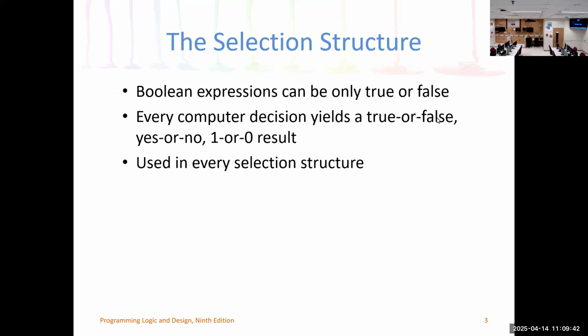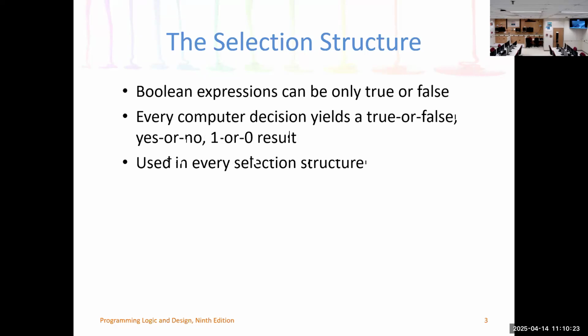Right. So for the selection structure, you work with the Boolean expression. It can be only true or false. And you know that basically a computer works with the binary numbers 0 and 1. You can think about it that 0 means false, and 1 means true here. Every computer makes decisions based on true or false, or yes or no, or 1 or 0. To make it simple, you can think 1 means true or yes, and 0 means false or no. And this Boolean expression is in every selection structure.